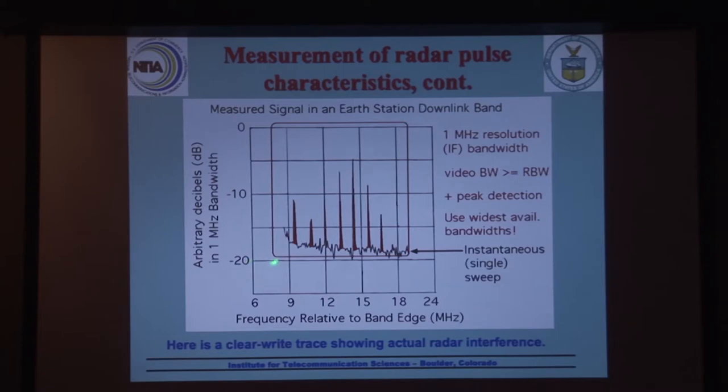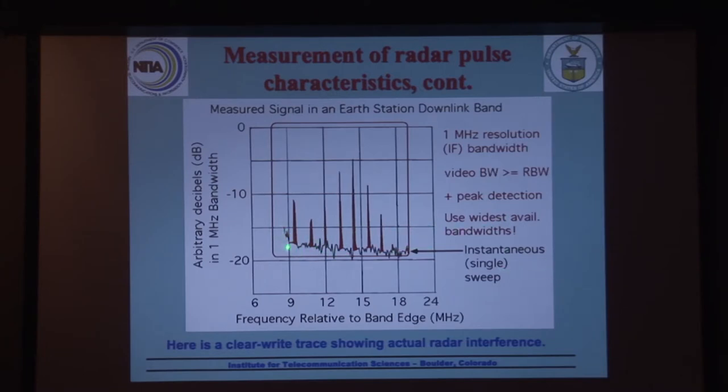And so we get this frequency domain display here that goes across about 18 megahertz worth of spectrum. So we get power in arbitrary dB across here. They used peak detection. Video bandwidth was greater than or equal to resolution bandwidth. Megahertz was the resolution bandwidth, and so forth. And this is one sweep across, and I've colored this in.